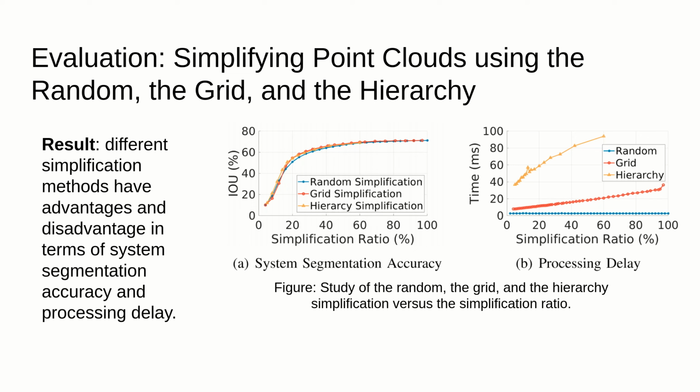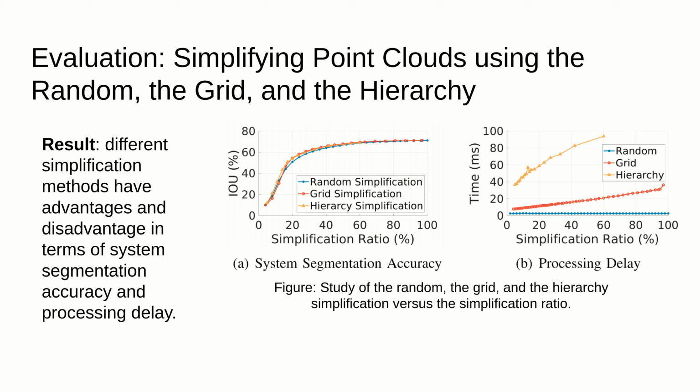Figure A shows the system segmentation accuracy of Slimmer when the point clouds are simplified by the random, the grid, and the hierarchy methods. We have the following observations. First, the accuracy loss dramatically increases when the point clouds are simplified to be smaller than 20% of the original size. Second, the grid and the hierarchy have smaller accuracy loss than the random when the simplified point clouds are smaller than 60% of their original size.